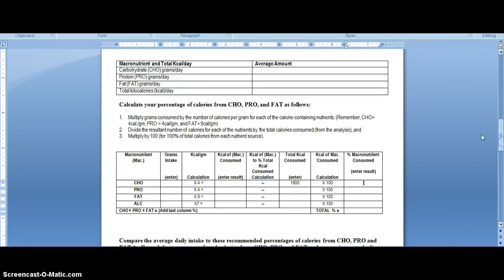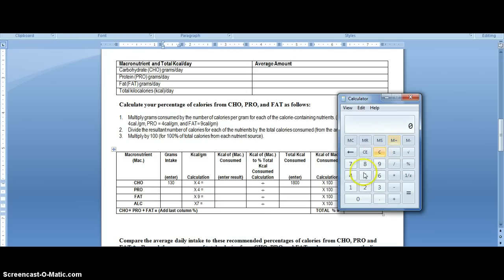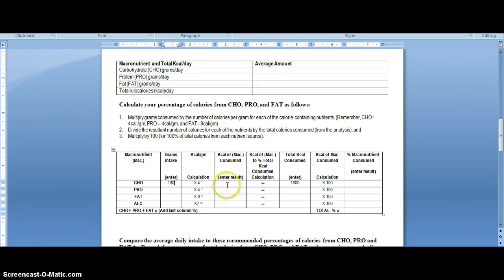So the first thing you need to do is take your information from your grams of carbohydrate and enter it in the space provided. Let's pretend that my grams of carbohydrate are 130 grams. I now multiply that by 4, and my calories of the carbohydrate consumed are 520. Now I'm going to divide it by the total calories consumed, and I'm going to pretend that I consumed 1,800 calories.